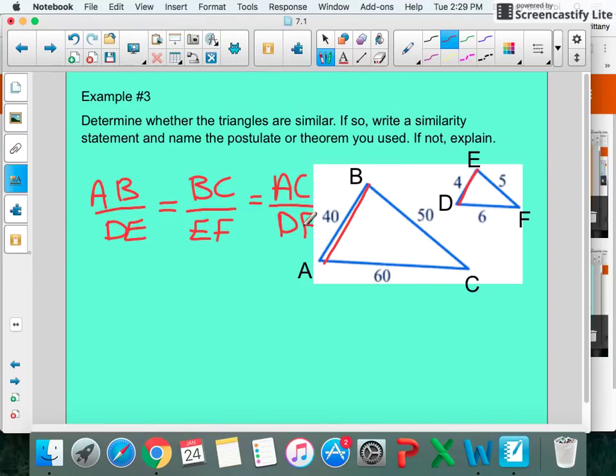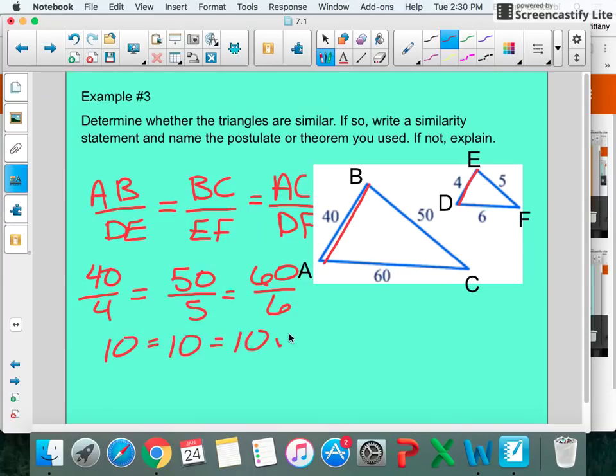So I'm going to fill in the proportions accordingly. I've got 40 is to 4, as 50 is to 5, and as 60 is to 6. And now if we simplify this down, we get 10, 10, and 10. So since they are all proportional, we can say by side, side, side, that triangle ABC is similar to triangle DEF.